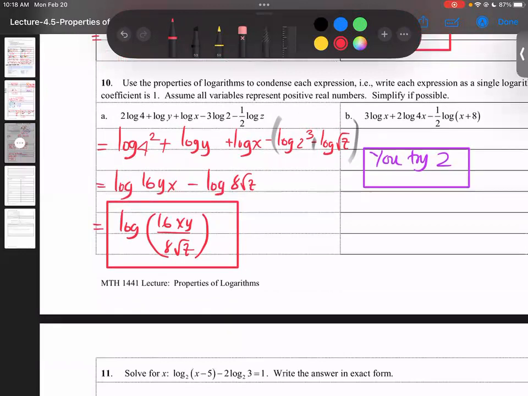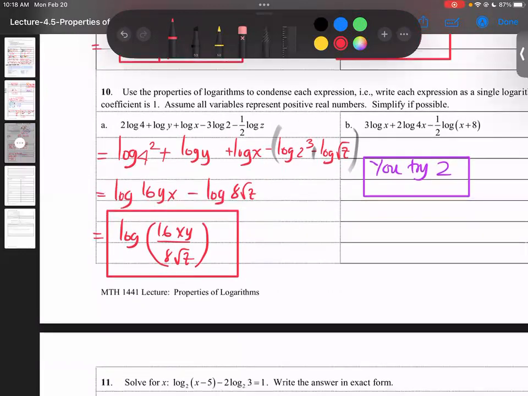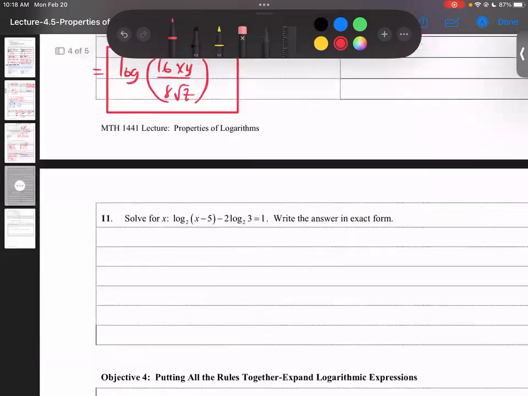Number 12. Do you have any question? Please ask. It's a good time to ask now. Number 12. Number 11. You don't have to know this yet. We will do it real quick here.